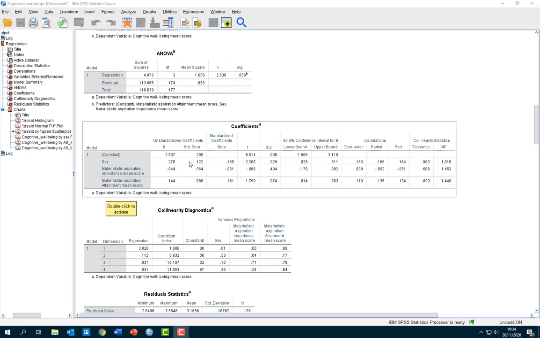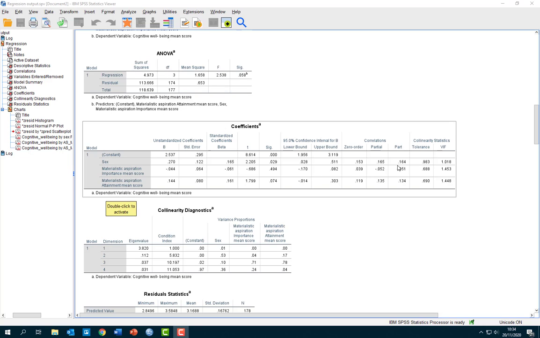So they're scoring higher because that value is positive. And in fact, they're scoring 0.3 of a point on the cognitive well-being score higher than males. And so that's kind of how you might interpret those.